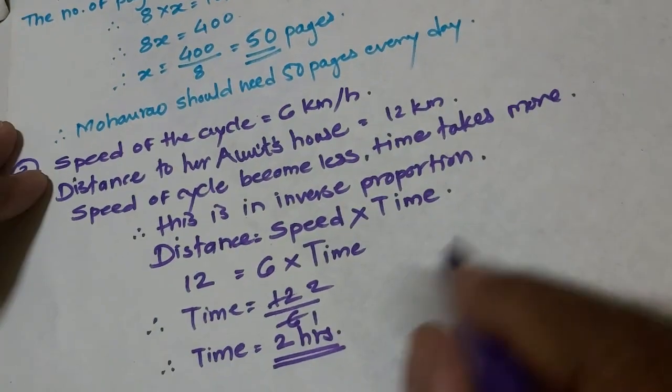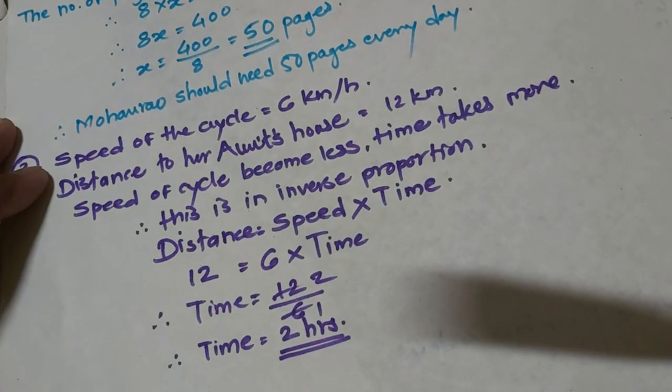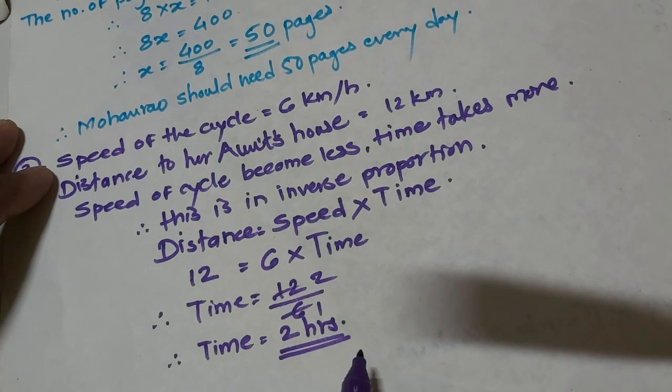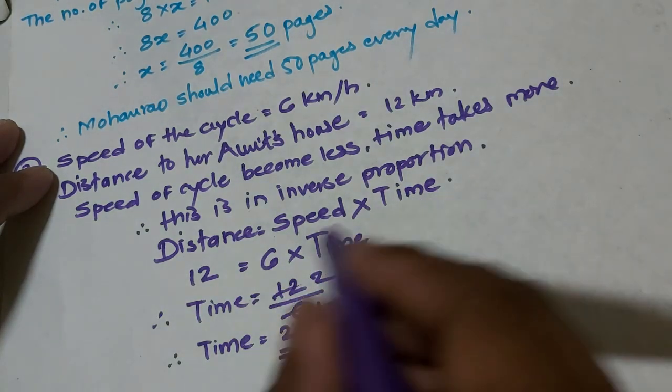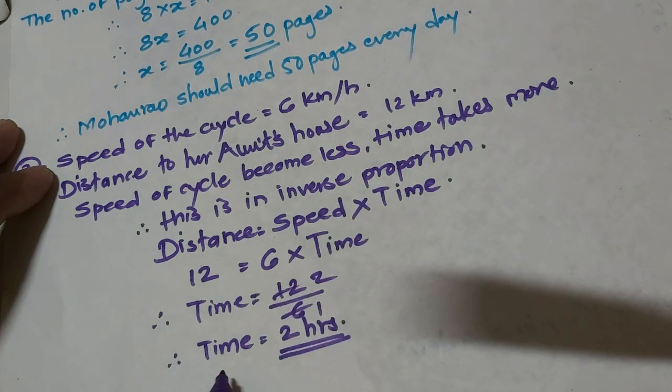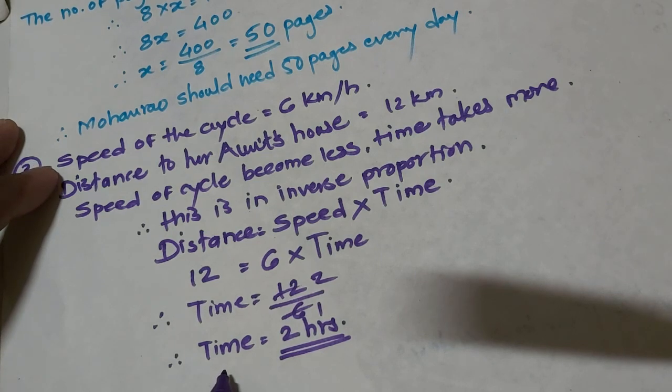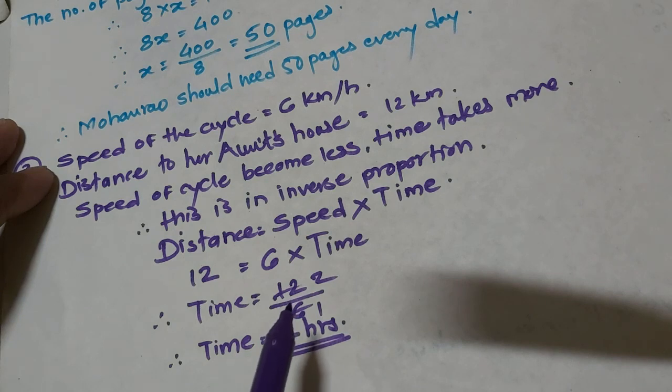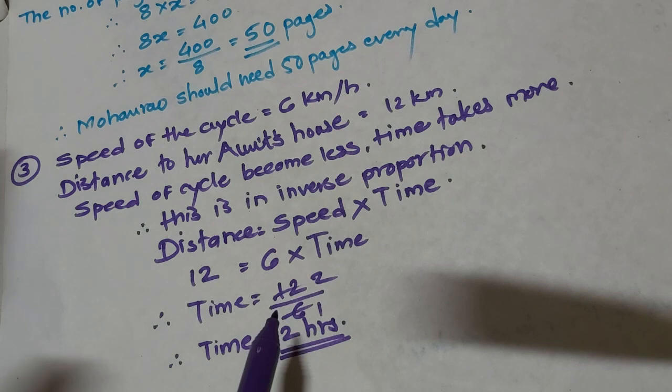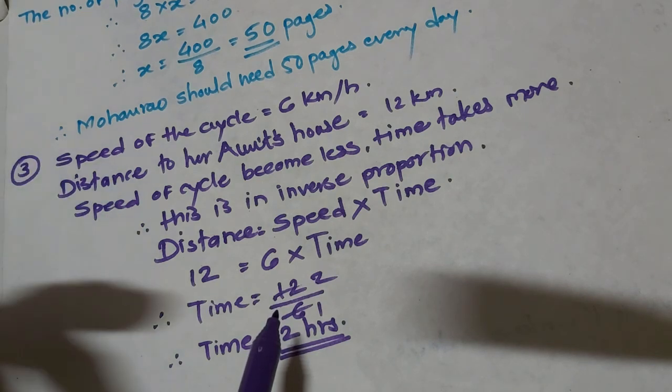This is not enough space, so I'll write here. Now again we have to apply the same formula. Therefore distance equals speed upon time, no need to write again, you directly put the values. Here distance is already given, the first one, aunt's house, which is 12 kilometers. Distance is constant, 12 kilometers is same for both, but then her speed is 4 km per hour.